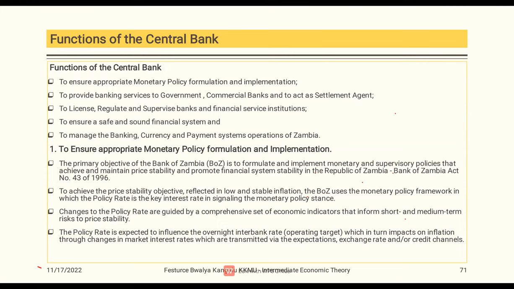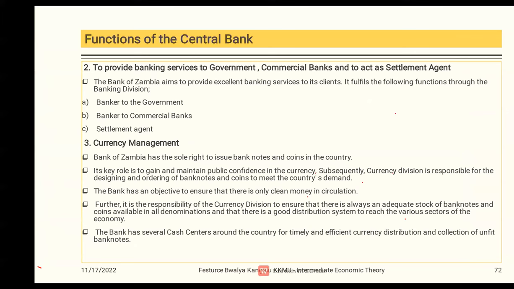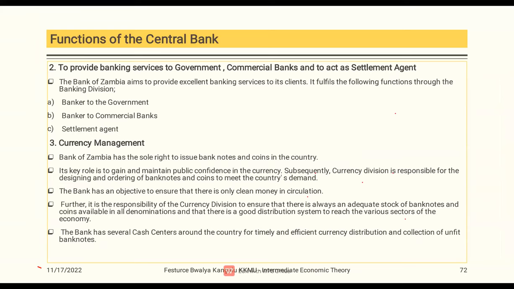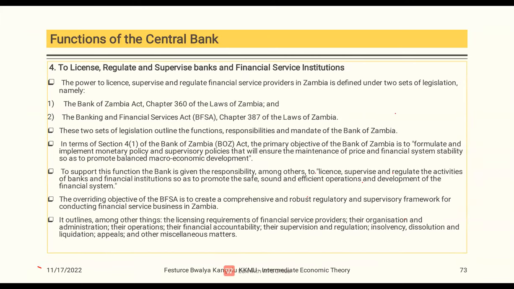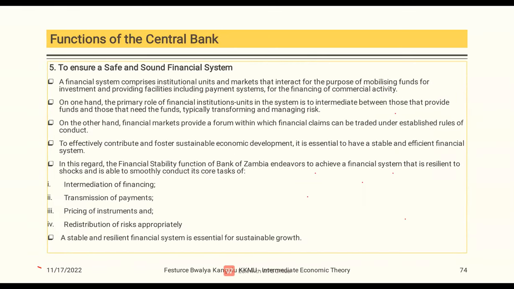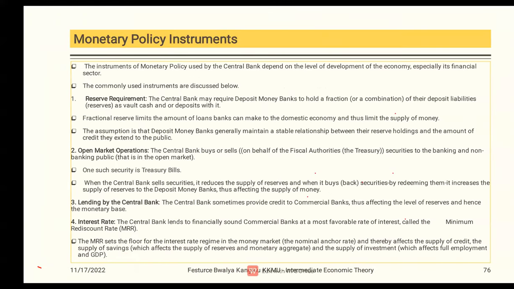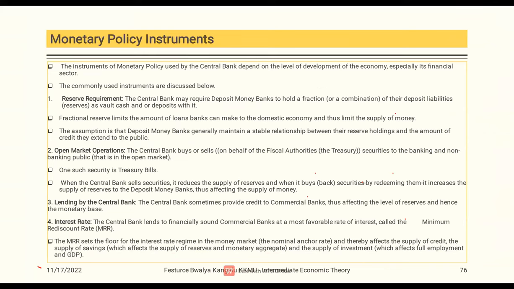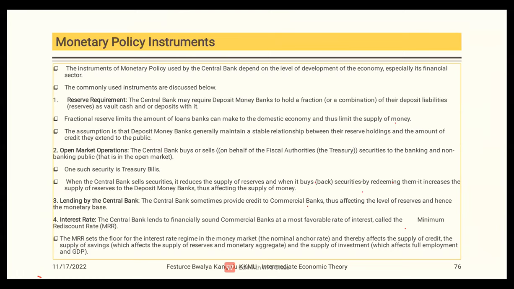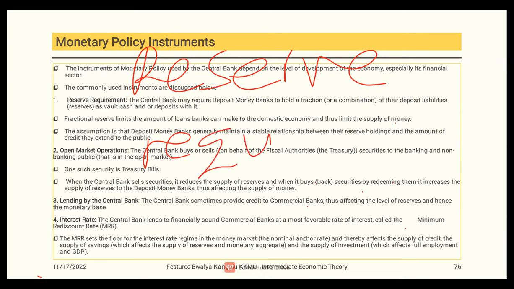Now, the question is, how does the central bank control money supply, or how does it grow money supply? It uses three instruments. Number one is the reserve requirement. I have already said that.